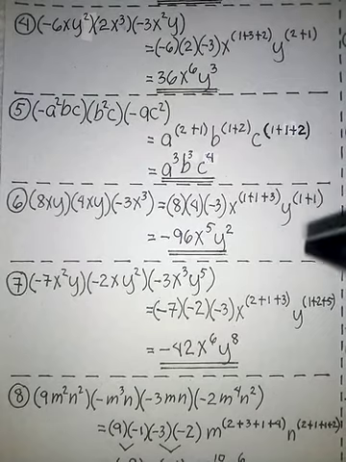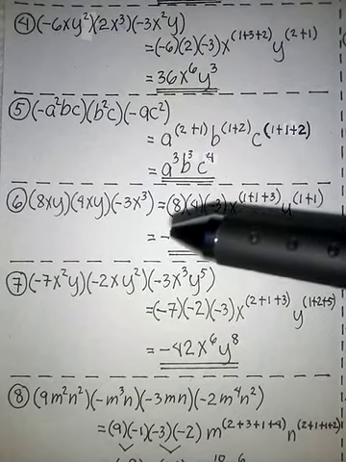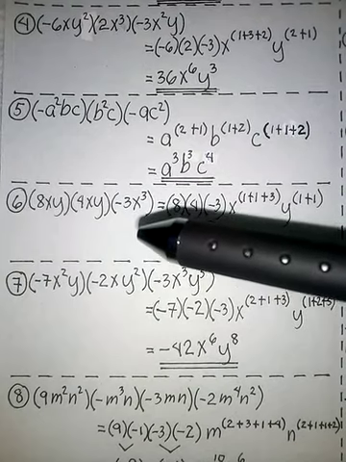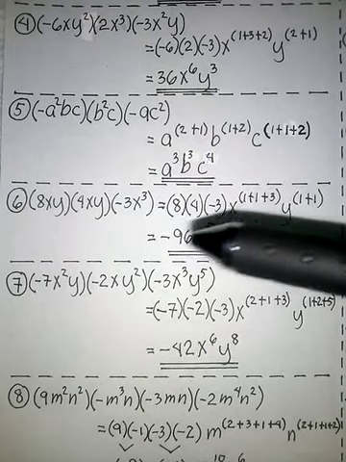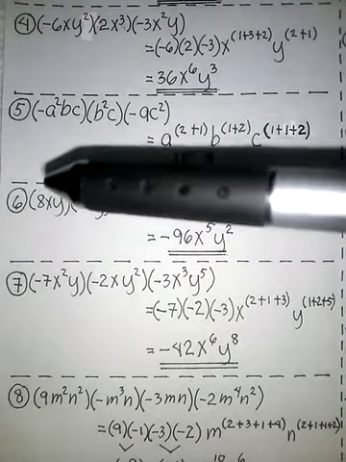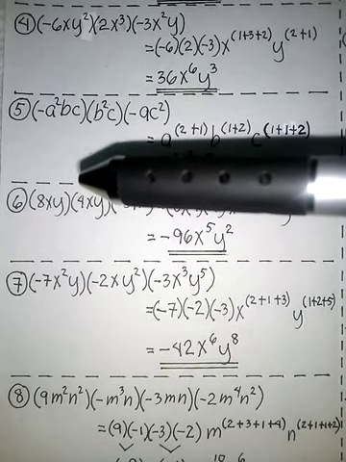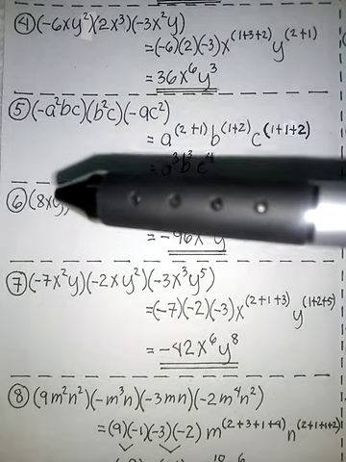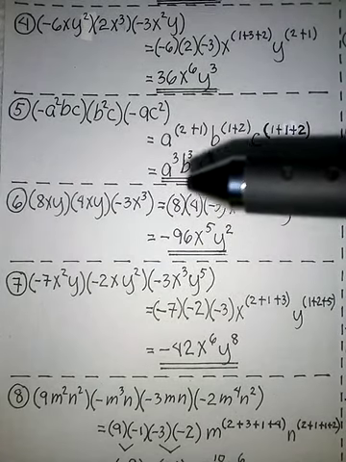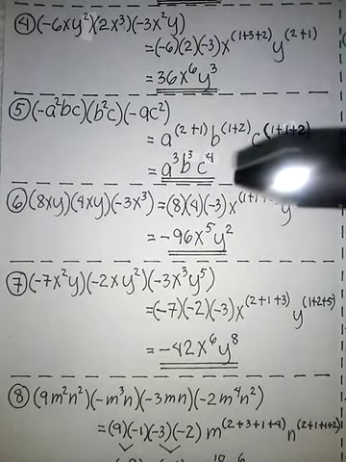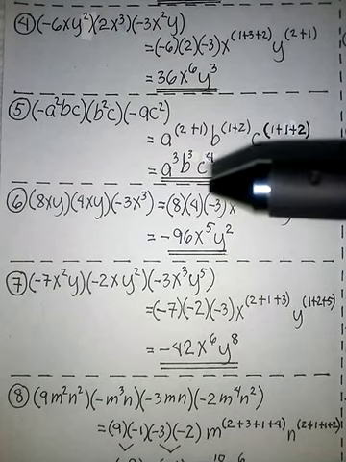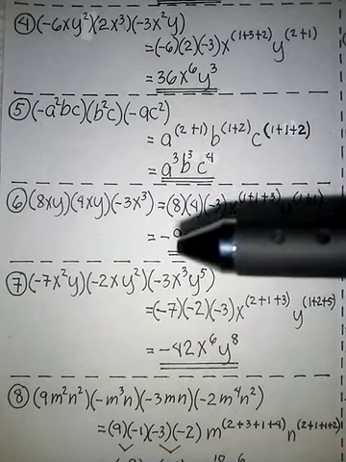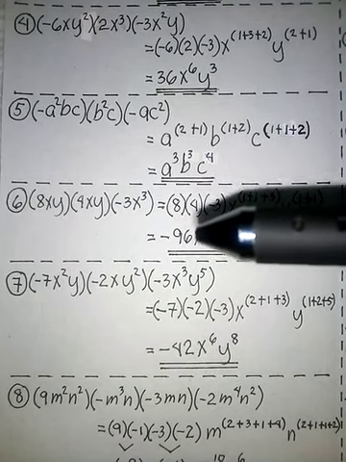Okay. So in number 6, we have 8xy multiplied by 4xy multiplied by negative 3x cubed. So, let's have the sign first. Positive times positive is positive. Positive times negative is negative. So, let's multiply their coefficient. So, we have 8 times 4 times 3. So, 8 times 4 is equal to 32. 32 times 3 is equal to 96. So, negative 96. The coefficient is negative 96.